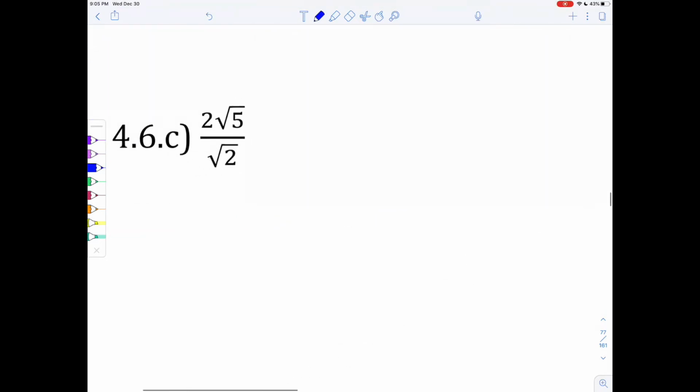All right. Taking a look at this next example. So I'm looking at 2 root 5 over root 2. I only care about rationalizing the denominator. My denominator has the radical of root 2, so I'm going to multiply both the top and the bottom by root 2. When I do that, in my numerator I get 2 root 10, and in my denominator I get 2.